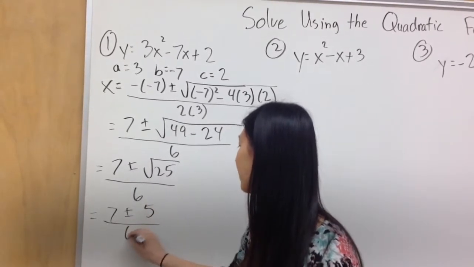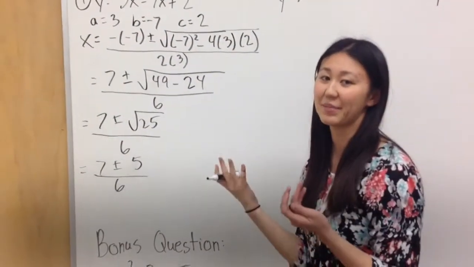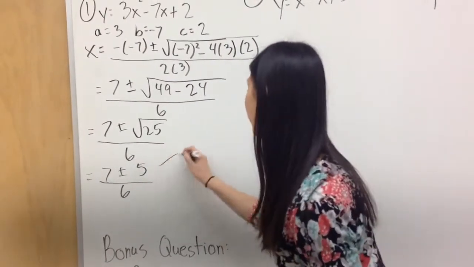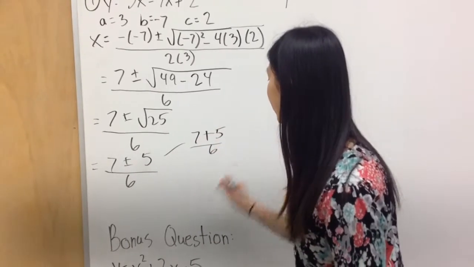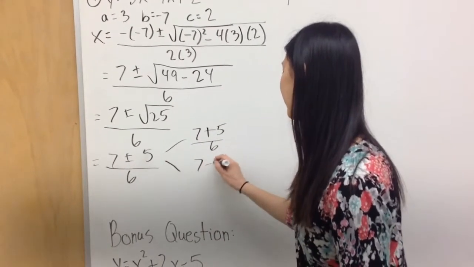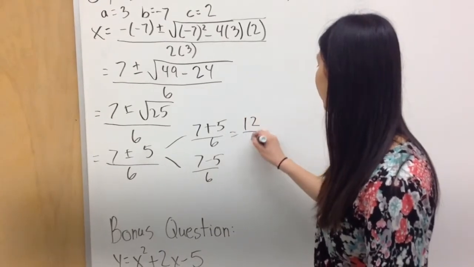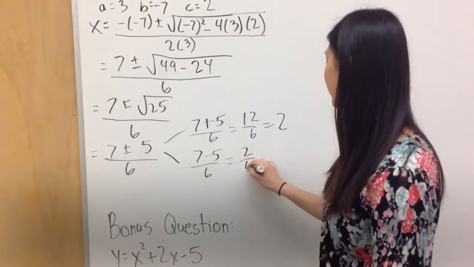So I get just 5 all over 6. And now I have a plus or minus. Some of you might be wondering, what does that mean? It means it's either plus or it's minus. So we have one that's plus, so 7 plus 5 all over 6, and one that's minus, 7 minus 5 over 6. So this gives me 12 over 6, which is just 2. This one gives me 2 over 6, which is 1/3.